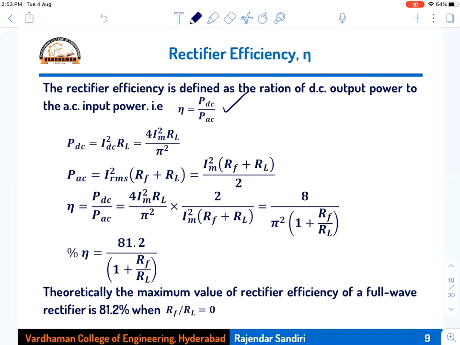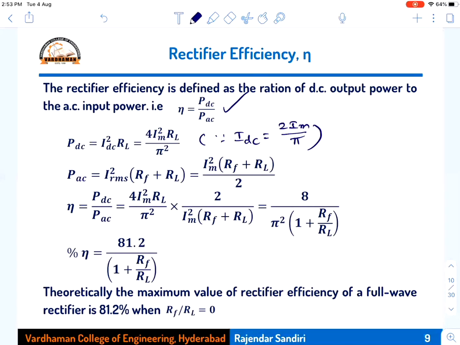Now you know how to calculate PDC and PAC. PDC is equal to IDC square into RL. IDC we already calculated in the previous step as 2Im by pi. Substitute that 2Im by pi, and here you will get 4Im square by pi square into RL.